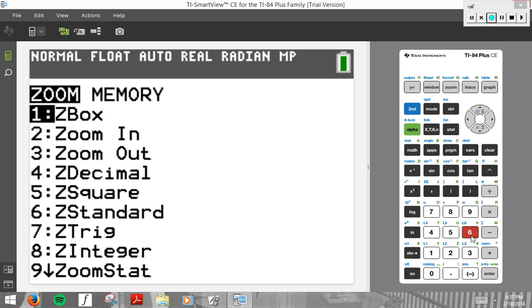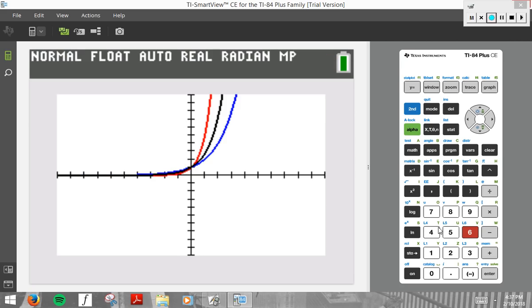Zoom 6 to make sure we're all looking at the same thing. Well, this emulator is a lot faster. So keep in mind, blue was 2 to the x. Red was 5 to the x. And black was e to the x. So let's notice some similarities here. One similarity I would expect you to have written down.